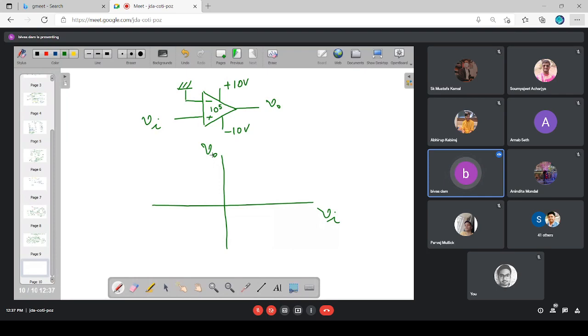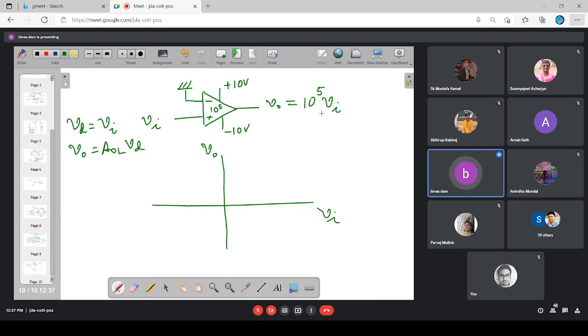We're going to draw the transfer characteristics here. What will be the expression for V naught? VD is equal to VI minus 0, that is VI. V naught is equal to AOL into VD. The value of AOL is equal to 10 to the power 5. So V naught is equal to 10 to the power 5 into VI. Fine.